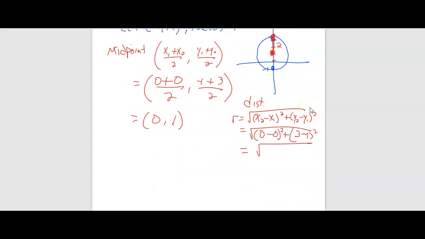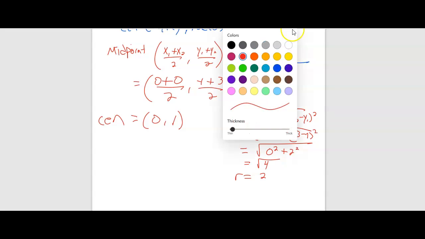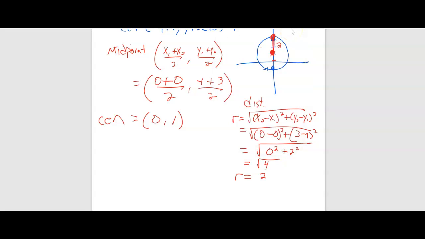And this is the square root of 0 squared plus 2 squared, which is the square root of 4, which is 2. So we now have the center and the radius, and we can form the equation that we're looking for. In standard form, x minus h would just be x minus 0 squared, plus y minus k is y minus 1 quantity squared, equals r squared. So we simplify this to get x squared plus the quantity y minus 1 squared equals 4.